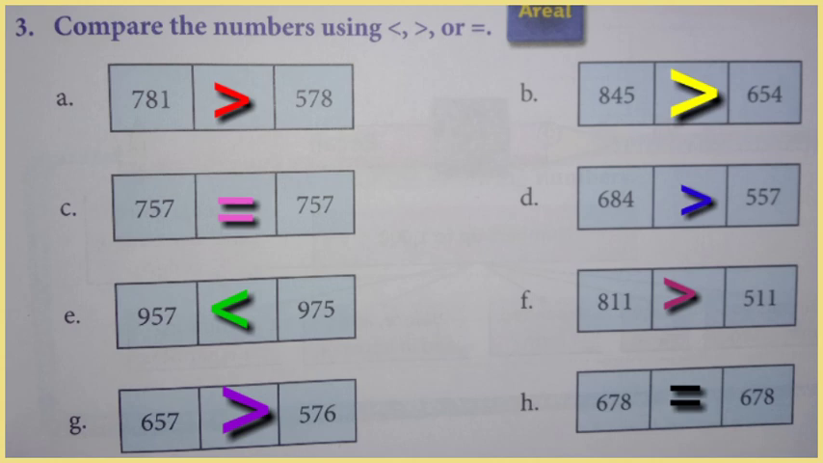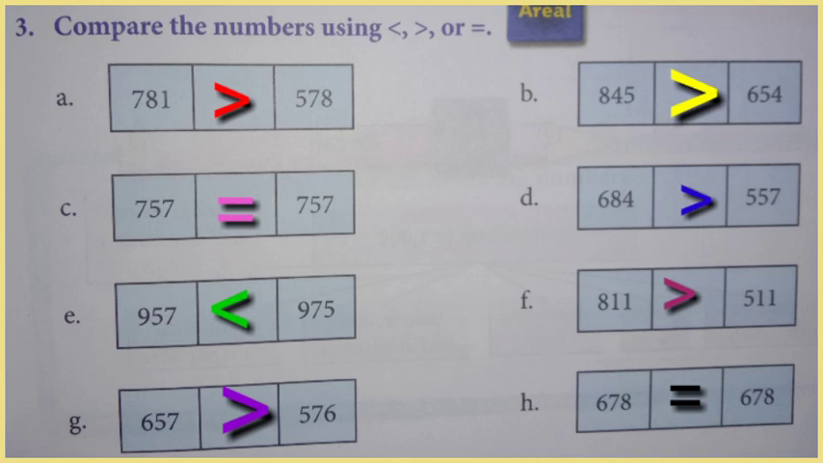Now we'll put greater than symbol in between 781 and 578. Bit B, 847 and 654. Now compare the digits in hundreds place, 8 and 6. Here 8 is greater than 6. Now we'll put greater than symbol in between 845 and 654.